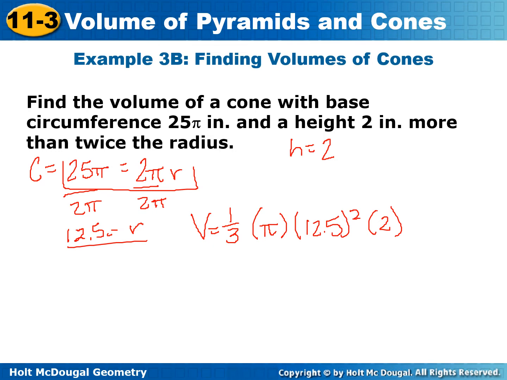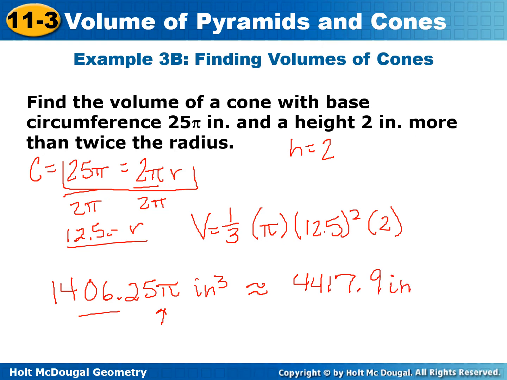So in terms of pi, that would be 1,406.25 pi, and our unit is going to be inches cubed, which is approximately, as a decimal, when we multiply the pi to that number, we're going to have 4,417.9 inches cubed.